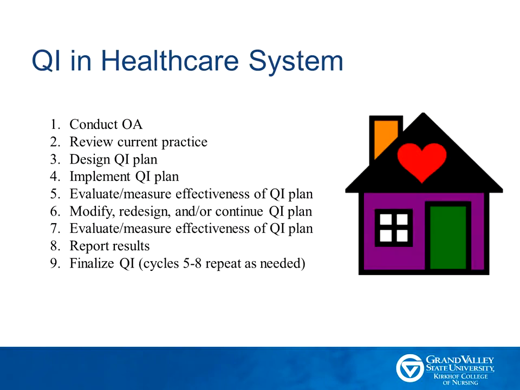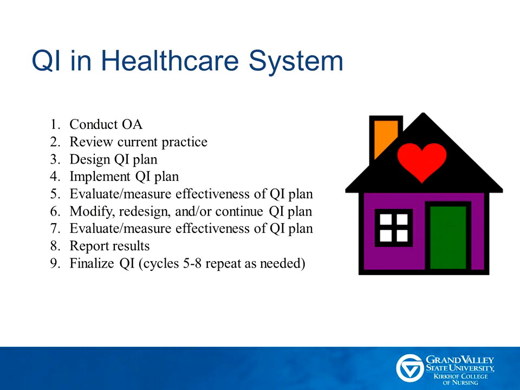But quality improvement in a healthcare system may be new to you. But it's the same process as individual patient care, just on a broader scale. The first thing you do is conduct the organizational assessment, and you review what's happening with current practice. Then you design your QI plan and implement the plan. And then what you do is evaluate and measure the effectiveness of the QI plan, and if needed, you modify, redesign, or continue the QI plan.